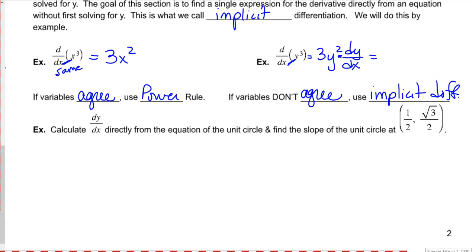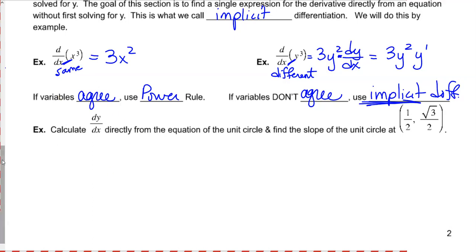Now, there are some instances in which that notation sometimes gets a little bit tedious. So I will tell you that more often than not, I will use the y prime notation for the derivative of y with respect to x. Okay? So that's just a shorter version. Anytime you have different variables, you must use implicit. Okay? If they are the same variables, you do it as we've done before.